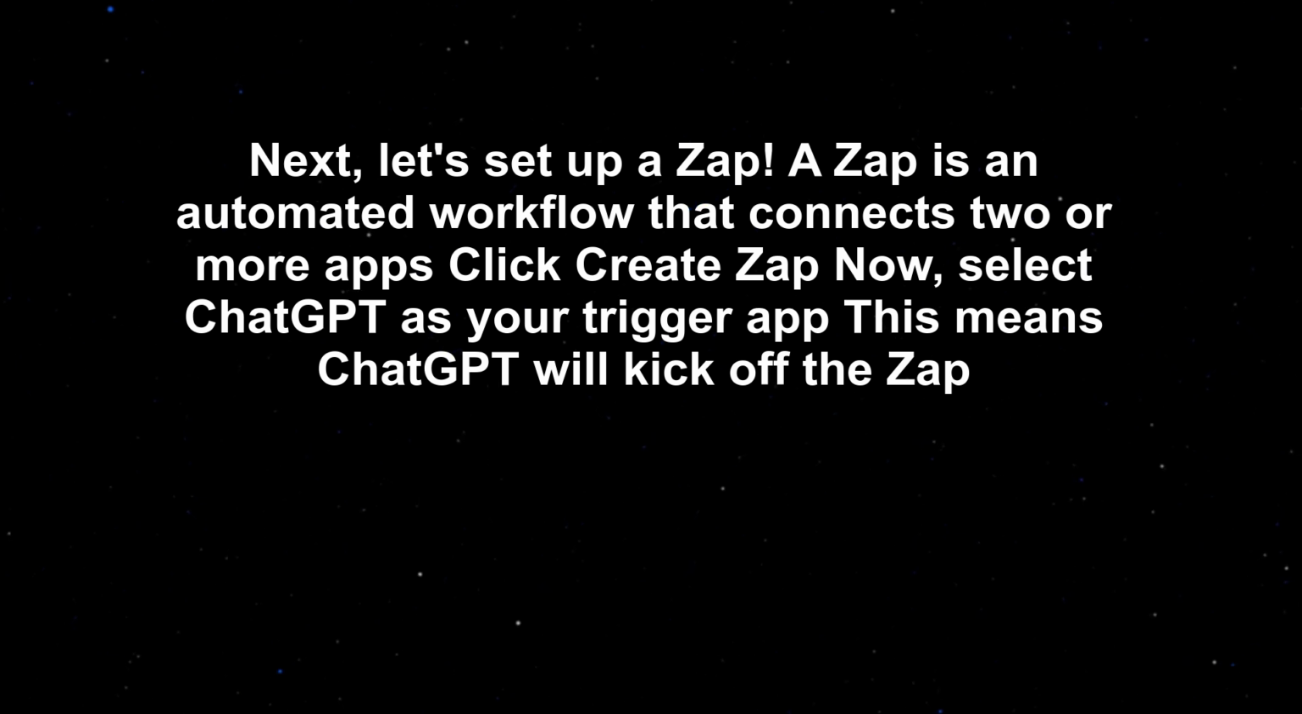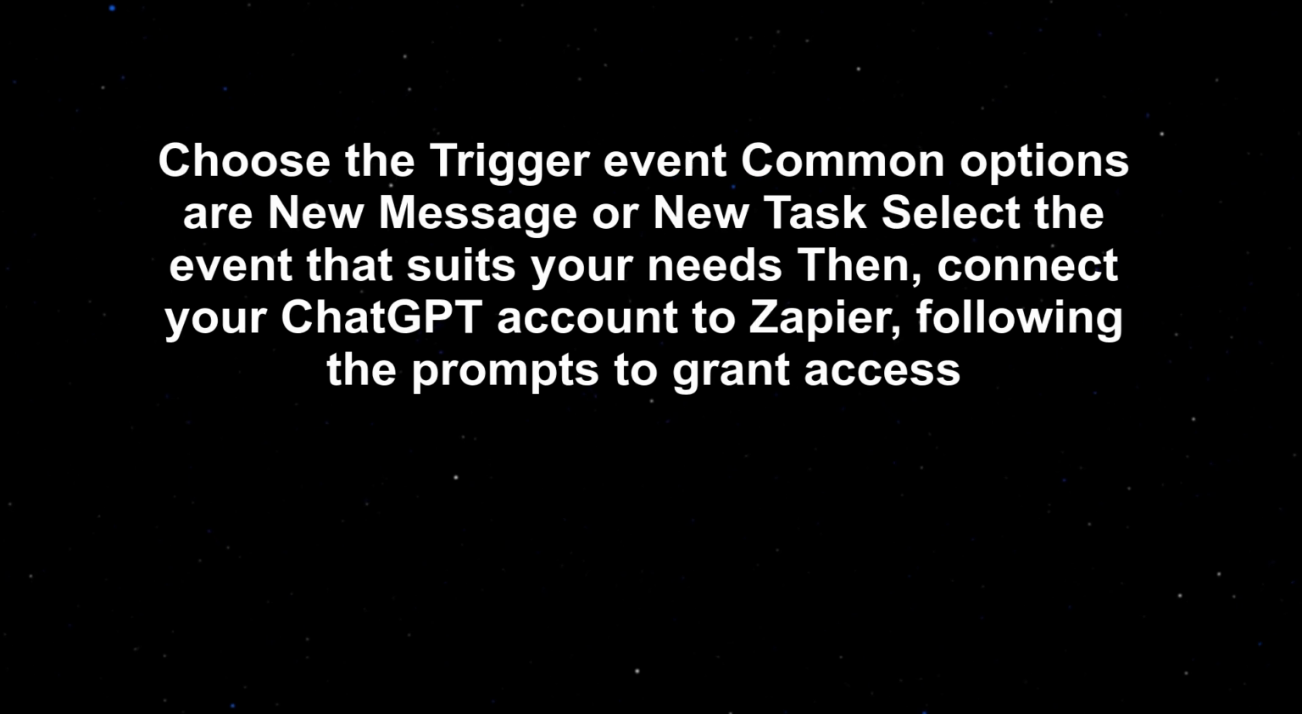Click Create Zap now. Select ChatGPT as your trigger app. This means ChatGPT will kick off the Zap. Choose the trigger event. Common options are new message or new task. Select the event that suits your needs, then connect your ChatGPT account to Zapier, following the prompts to grant access.